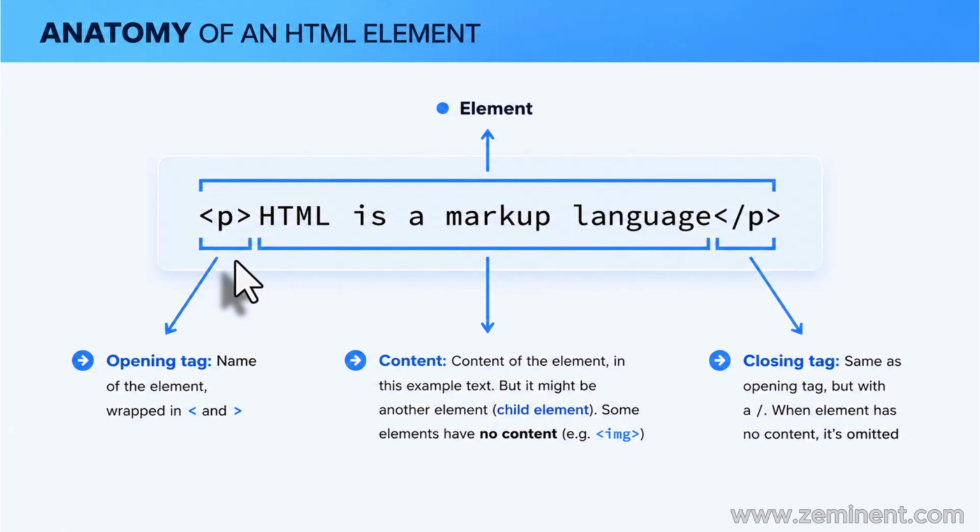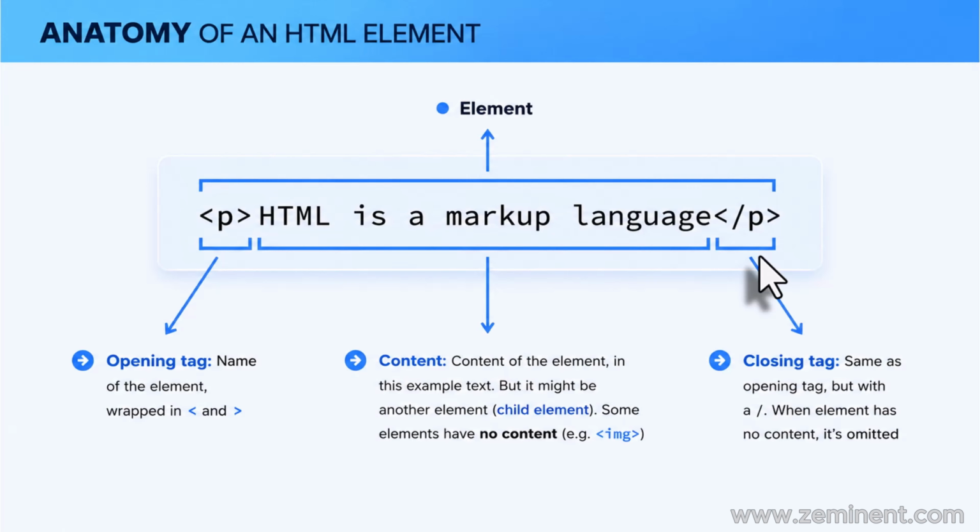And the final one is the closing tag. Notice the only difference: it contains a forward slash before the element name. The closing tag tells the browser, okay, this paragraph ends here. So whenever you open an element, in most cases, you will also close it. However, there are a few exceptions.